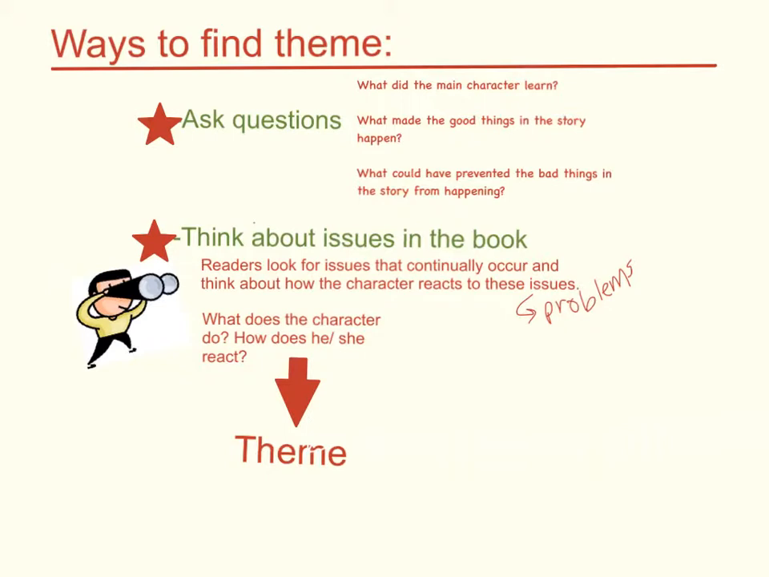This week, we learned a second way to find theme, by thinking about the issues in the book. We learned that readers look for issues that continually occur and think about how the character reacts to these issues. And we also learned that issues are the problems in the story. Then we learned to think about what the character does when he or she encounters those issues, or how he or she reacts. And we learned that thinking about that will lead us to the theme.